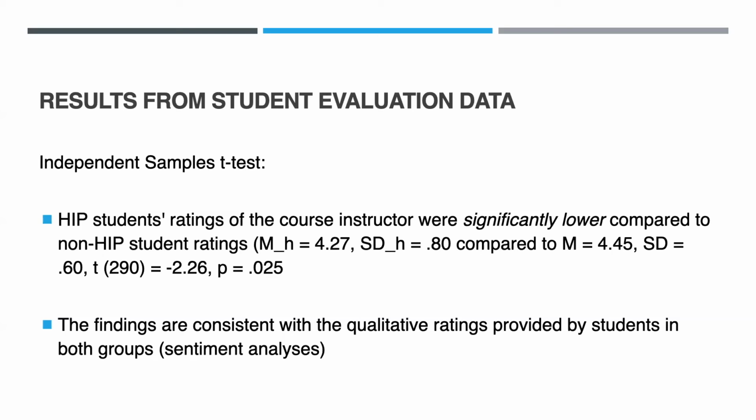This was also consistent with the qualitative component of the same student evaluation forms. They have a quantitative part where the students do a ranking, but then there are also 2 or 3 open-ended questions at the end. And the research students did the sentiment analysis for this qualitative information. And again, consistently, the students in the HIP courses were more critical than the students in the regular courses. The students in the HIP courses had both more negative comments and fewer positive comments.